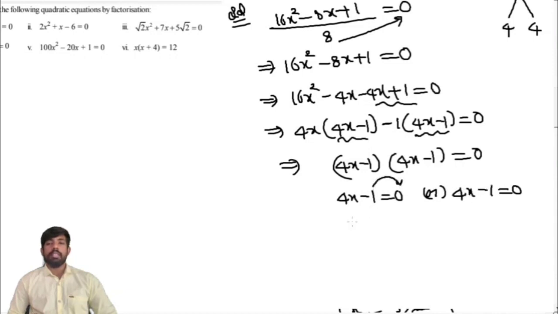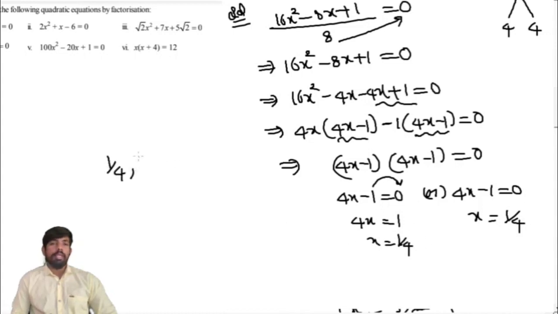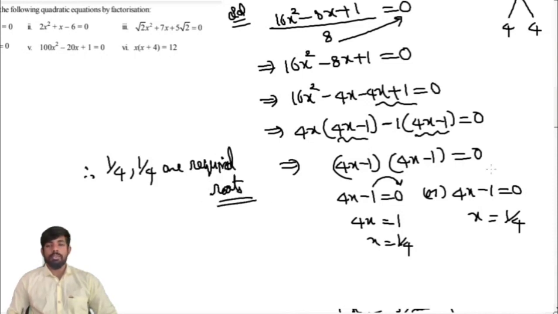So bring this 1 to the right hand side: 4x is equal to 1, x is equal to 1 by 4. Send 4 multiple to the right hand side, and in a similar way x is equal to 1 by 4. Both are the same, right? Therefore 1 by 4 and 1 by 4 are the required roots. Okay, that's all. This is the solution.